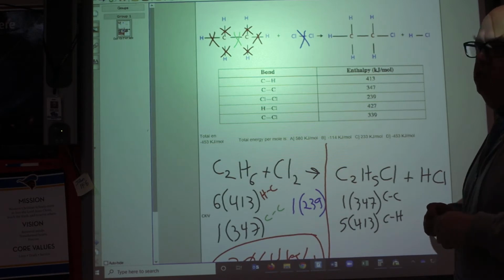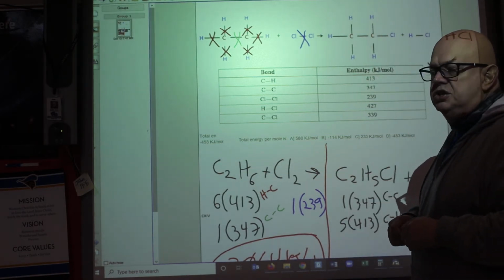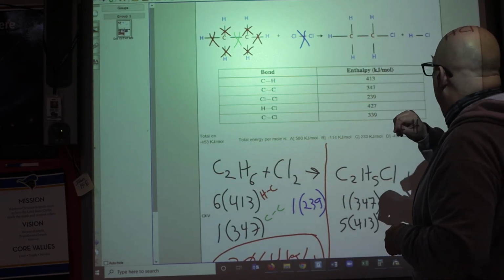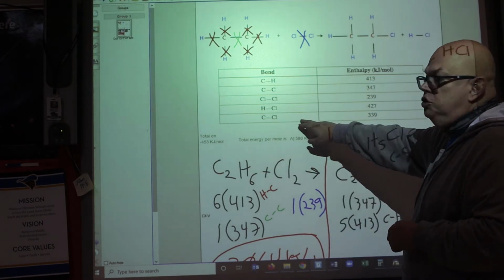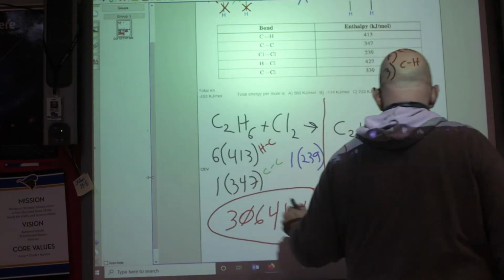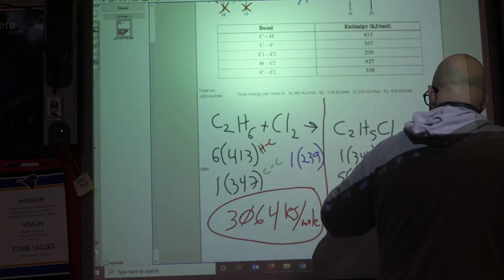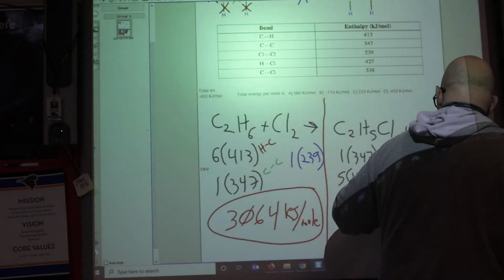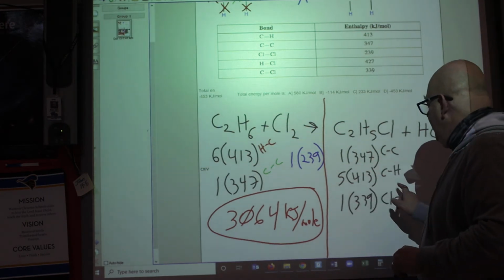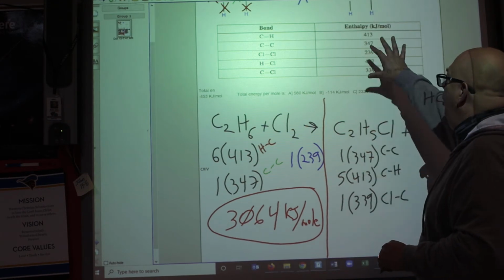Now we have a couple of new things here because we also have a chlorine that has been attached to this carbon. So let's look at the chlorine and the carbon. We look up here on the chart and it's, oh, hey, look, it's 339. So it's 1 times 339, and that is the chlorine joining up with the carbon. And notice I'm writing out where those energies are coming from, so that helps you keep track.